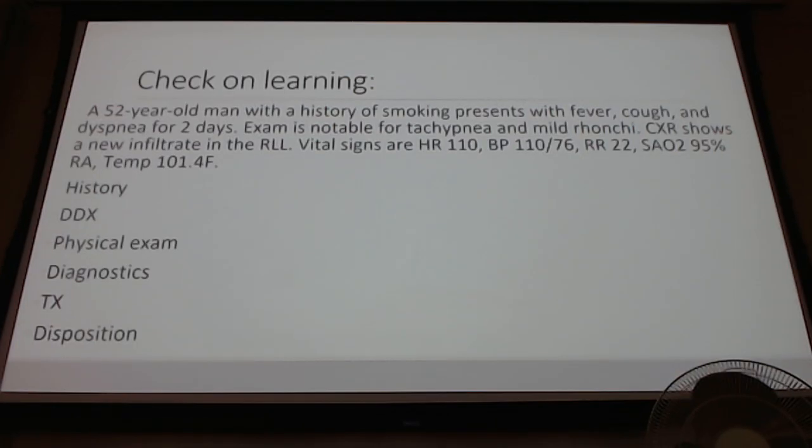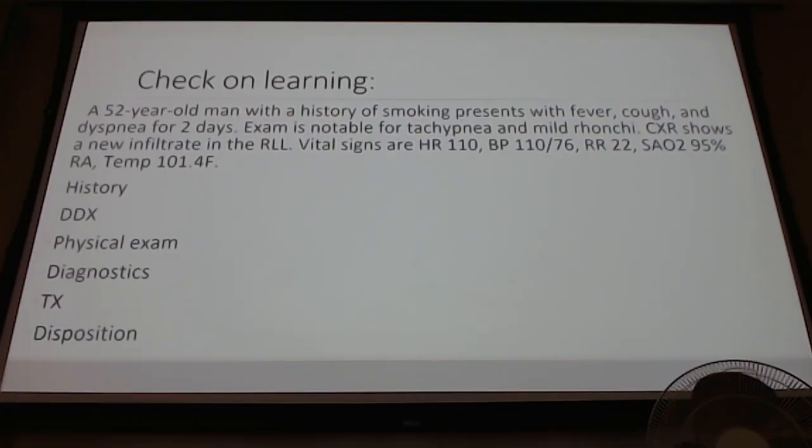All right, so here's our quick little check on learning. A 52-year-old male, history of smoking, presents with fever, cough, dyspnea for 2 days. Exam is notable for tachypnea and mild rhonchi. Chest x-ray shows an infiltrate in the right lower lobe. Vital signs: heart rate 110, blood pressure 110/76, respiratory rate 22, SpO2 95, temp 101.4. So what do we think? Stable? Unstable? Let's say stable, right?